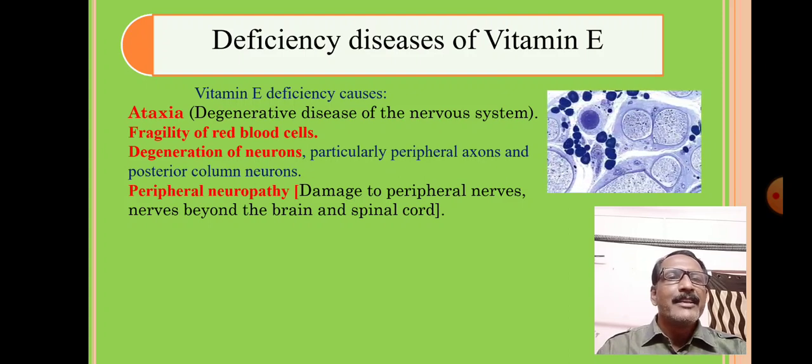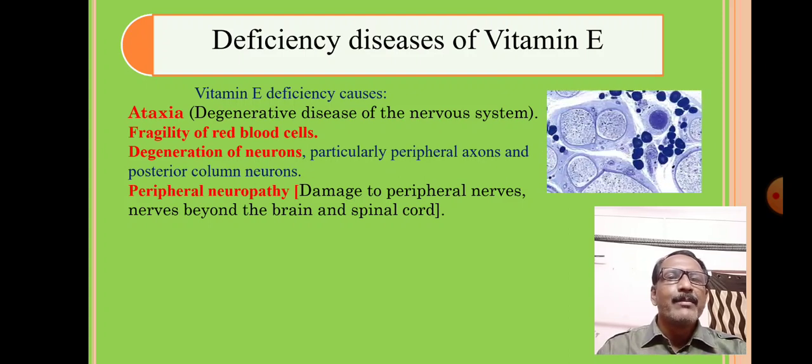That is peripheral neuropathy. Here in this picture it is shown what peripheral neuropathy is. Damage to peripheral nerves. Peripheral nerves are nerves beyond the brain and spinal cord, which get damaged due to the deficiency of vitamin E. Due to vitamin E deficiency, peripheral nerves can get damaged and that disease is called peripheral neuropathy.